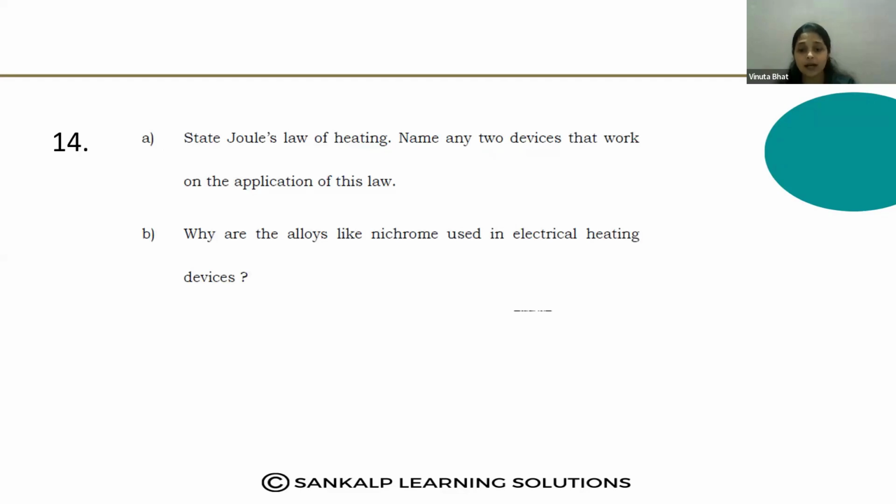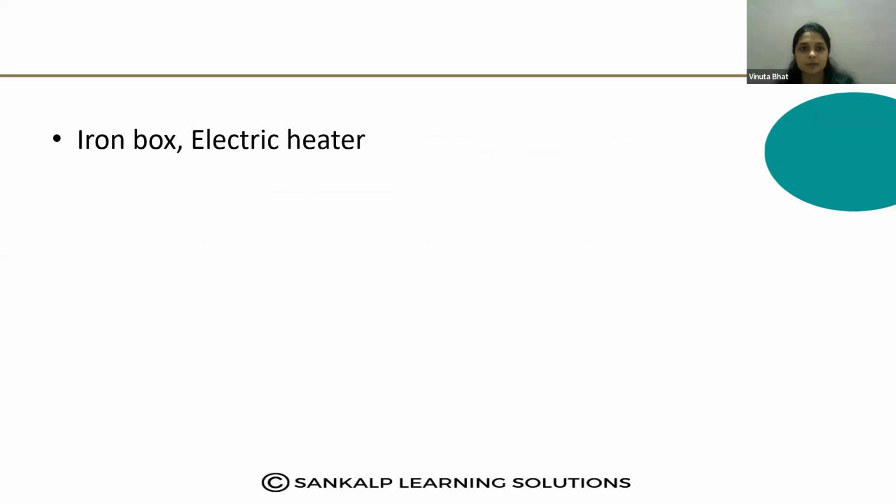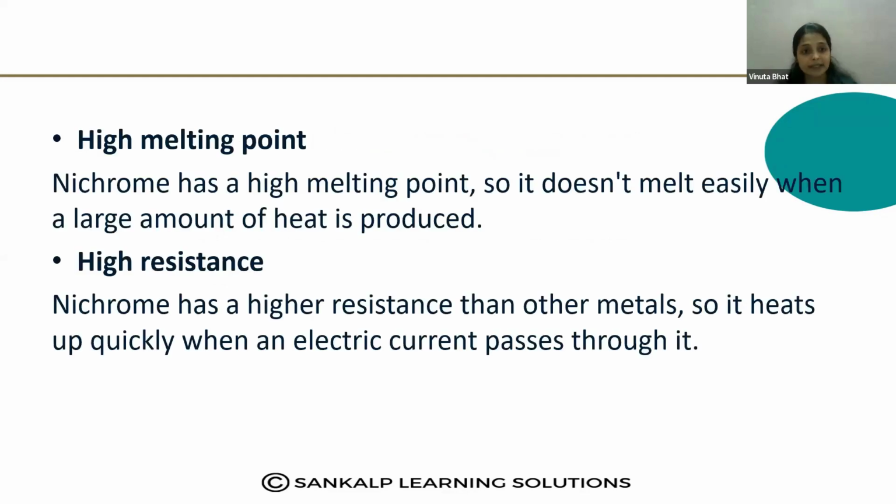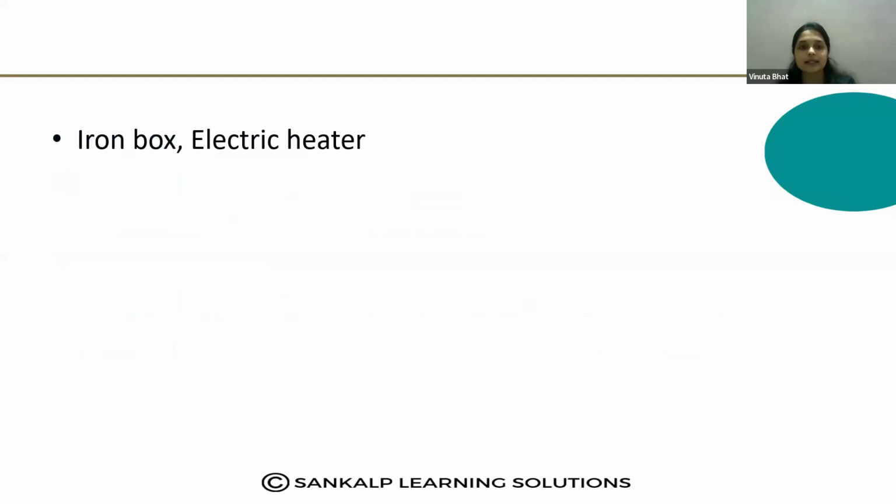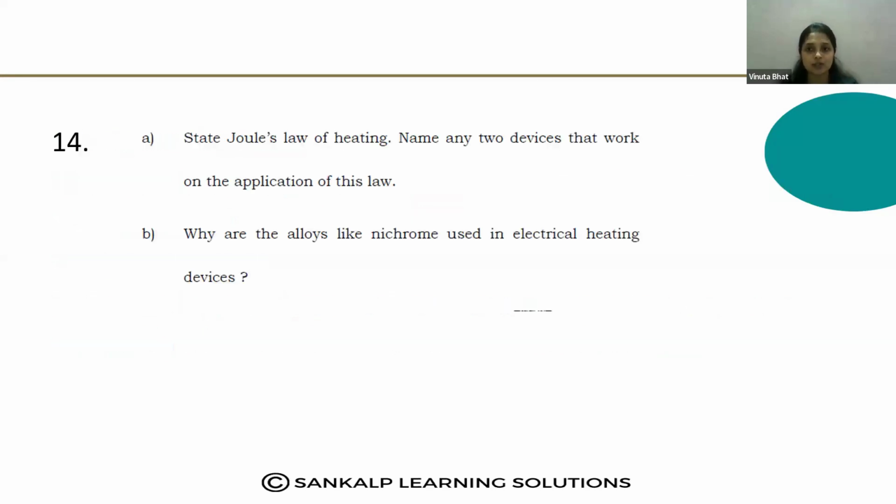Then, why are alloys like nichrome used in electrical heating devices? Because of high melting point and high resistance. Nichrome has a high melting point, so it doesn't melt easily, and it has high resistance, so it heats up quickly when current passes through it. For this reason, nichrome is used in electric circuits. This is also a 4-mark question.